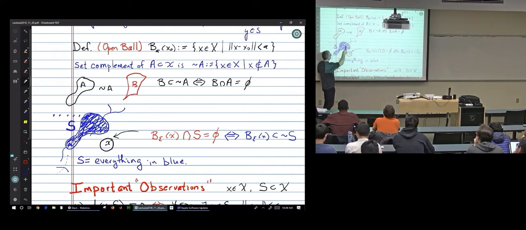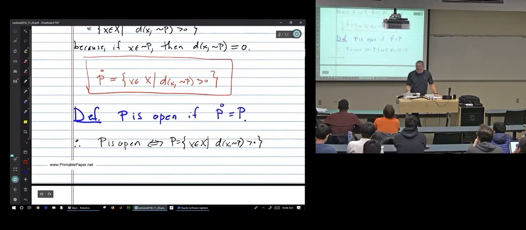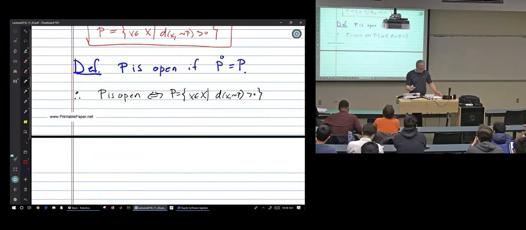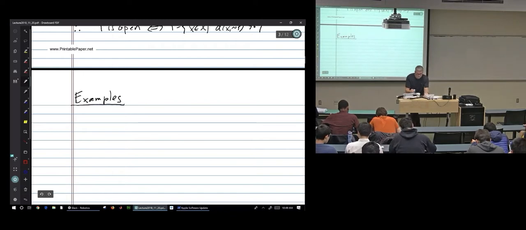Something's in the interior if it is bounded away by a positive distance from the complement of the set. Here, the complement of the set is too close. Here, the complement of the set is positive distance away. So that's the notion of interior and how we can characterize it with distance. So, okay, let's just do a few examples. They're almost too trivial, but we can do the calculations quickly.